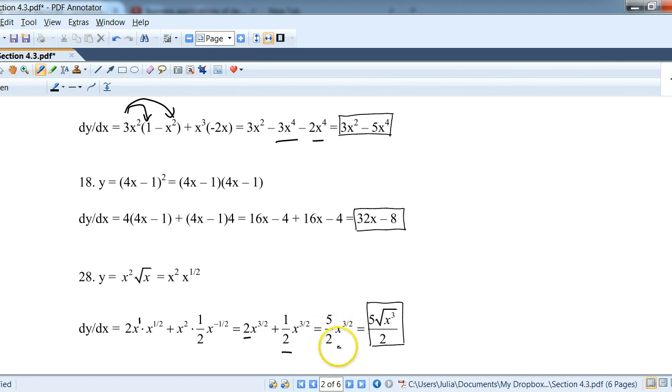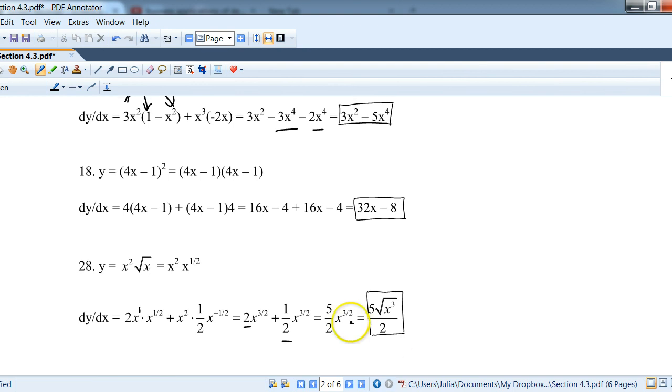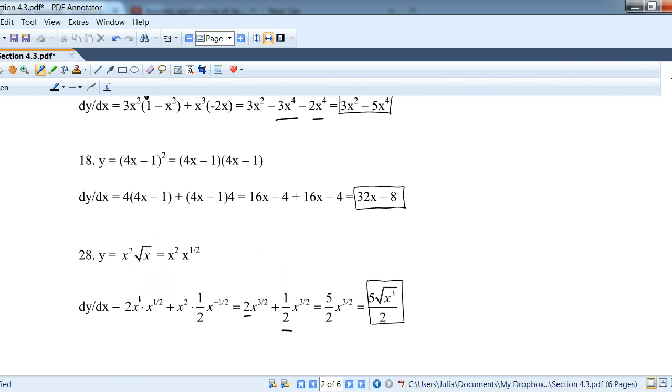And you can simplify it, as you'll see. It's common in the homework. How do we do that? We keep 5 in the numerator. The x to the 3 halves, basically the half becomes a square root of x cubed over 2. Yeah, you could have simplified it further, but for business calculus, we'll keep it this way. Just make sure you get a radical, because originally there was a radical. And that's it for that one.